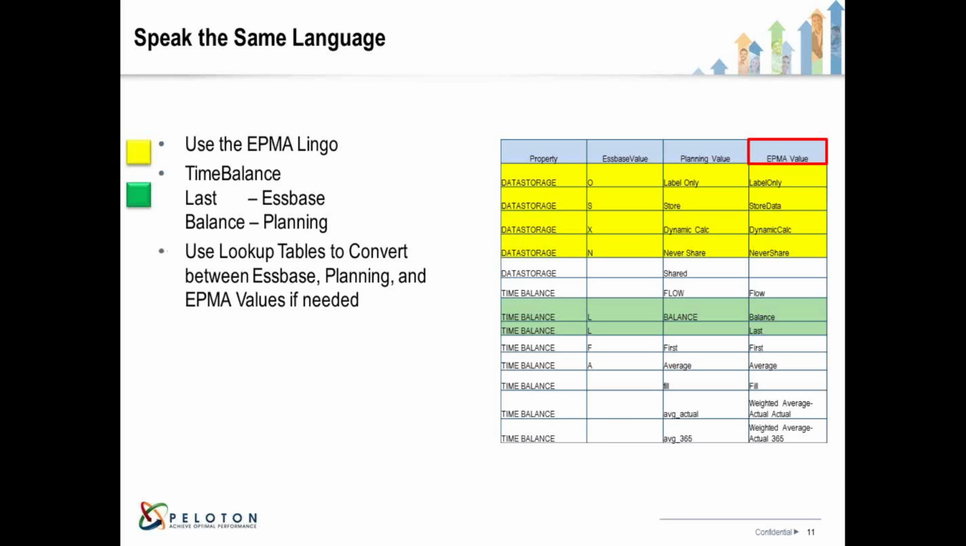And then in the event that you need to convert back and forth between Essbase values, planning values, and EPMA values, it might be helpful to create a lookup table so that way you can automatically convert back and forth without any additional maintenance required.